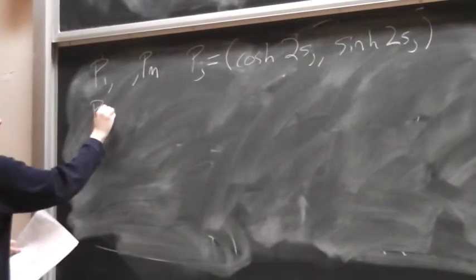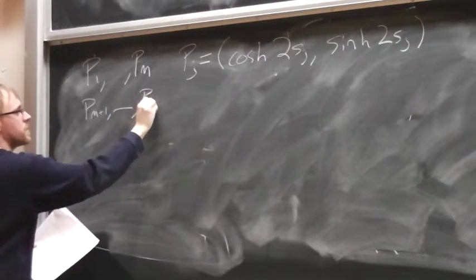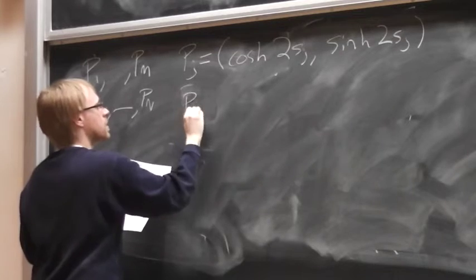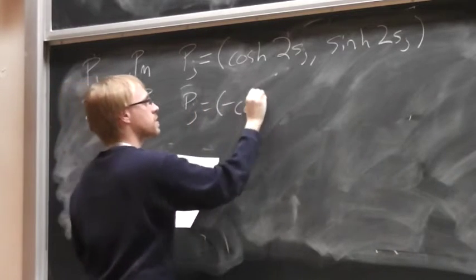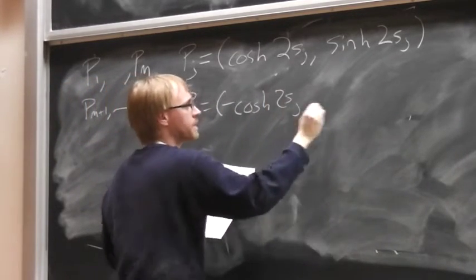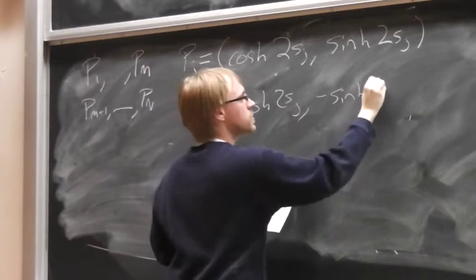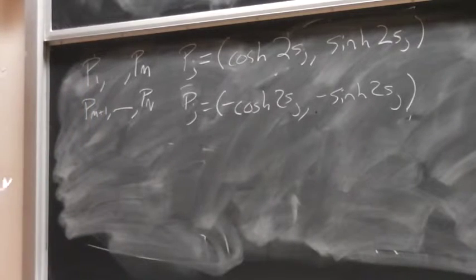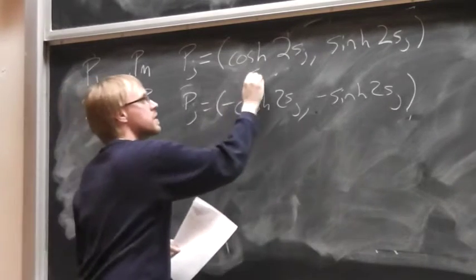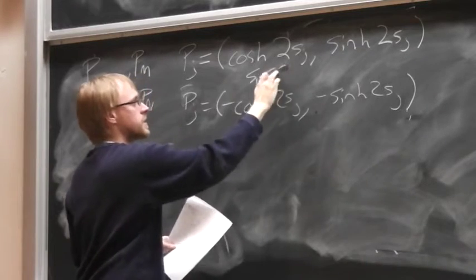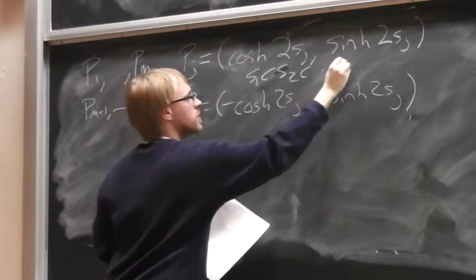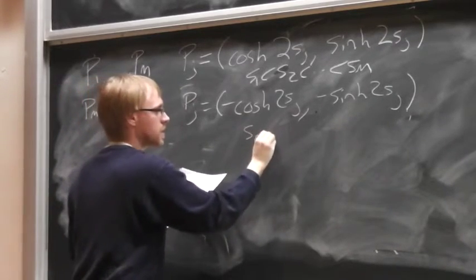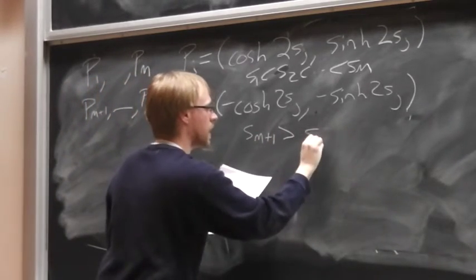Then starting from m plus 1 out to Pn, we are going to put these all on the left branch: minus cosh 2s_j, minus sinh 2s_j. I don't need the minus sign in here, but it will make our work a little bit easier. How do these s's relate? s1 is less than s2 up to s_m, and now the s's go the other way on the left branch.